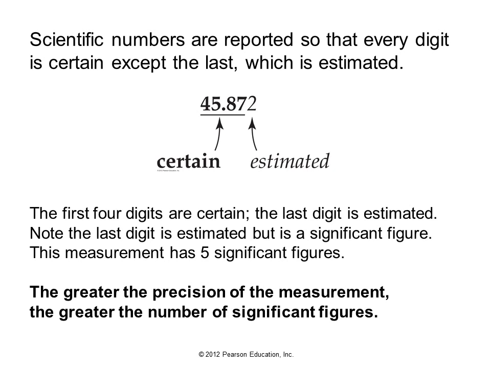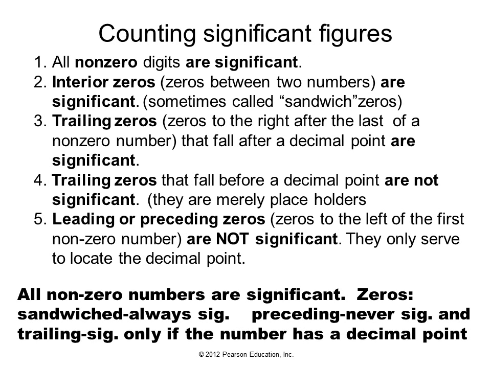Significant figures are reported so that every digit is certain except the last, which is estimated, but it is also significant. The greater the precision of the measurement, the greater the number of significant figures. So this particular measurement has 5 significant figures. How do you count significant figures? Well, first of all, non-zero digits are significant. It's the zeros that might give some pause for thought.